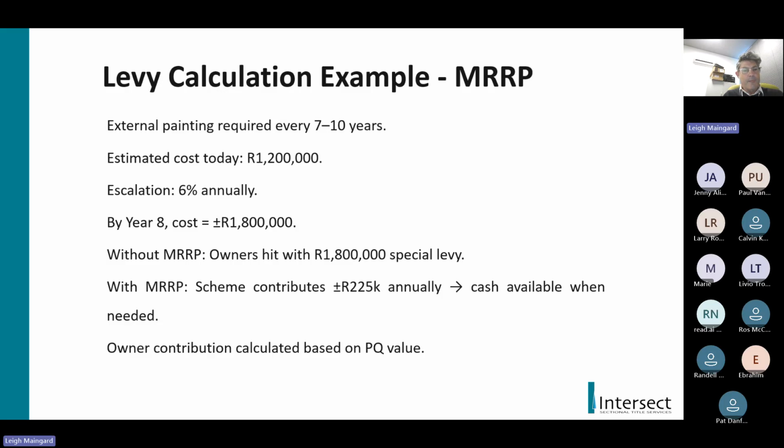So, I would be very happy to assume that a body corporate is putting money away, irrespective of what the amount is, and because it is annually reviewed, the body corporate can obviously increase that contribution to make sure that they have sufficient money, even if it is only in 8 years' time. But as an example, if the body corporate was putting 225,000 rand away on an annual basis for the painting, then there wouldn't be the need for a special levy. And again, your 10-year plan is also calculated on the PQ value of each section.